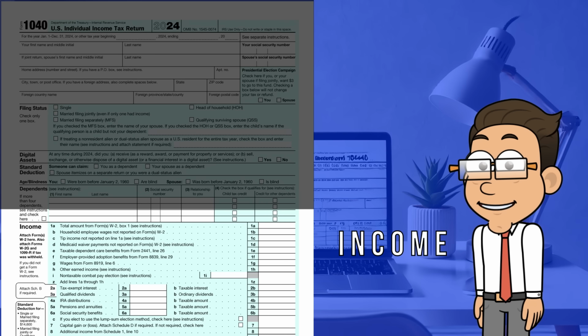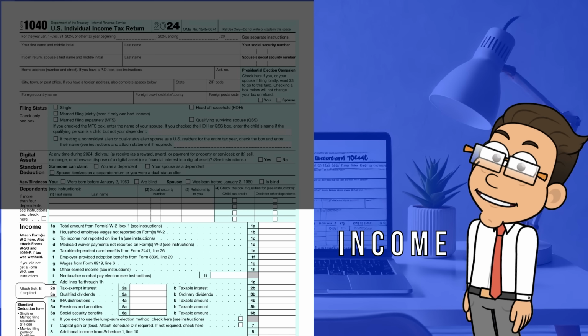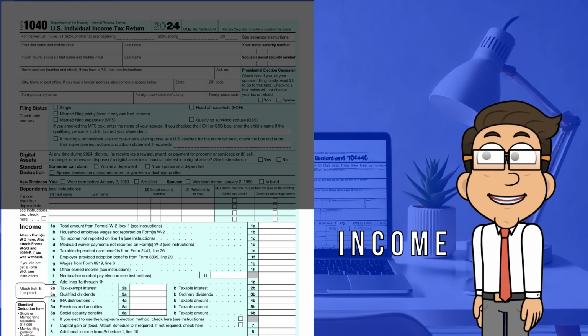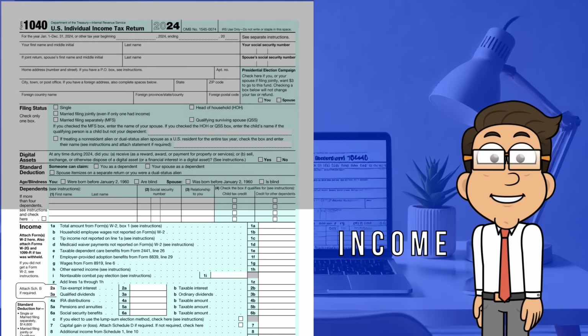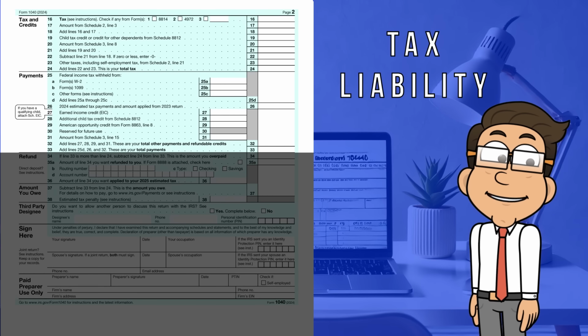Now let's talk about calculating taxable income. This is where you report everything you earned in 2024: wages, salaries, bonuses, freelance work, and any other sources of income. The more accurate you are, the smoother the rest of the filing process will be.